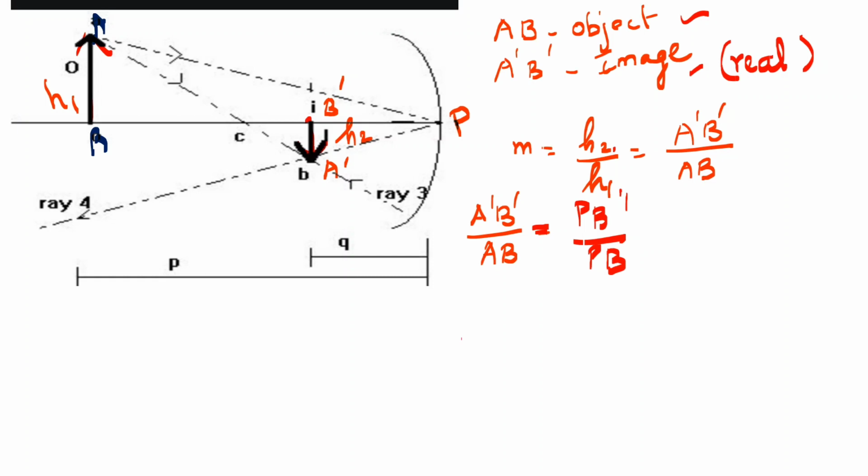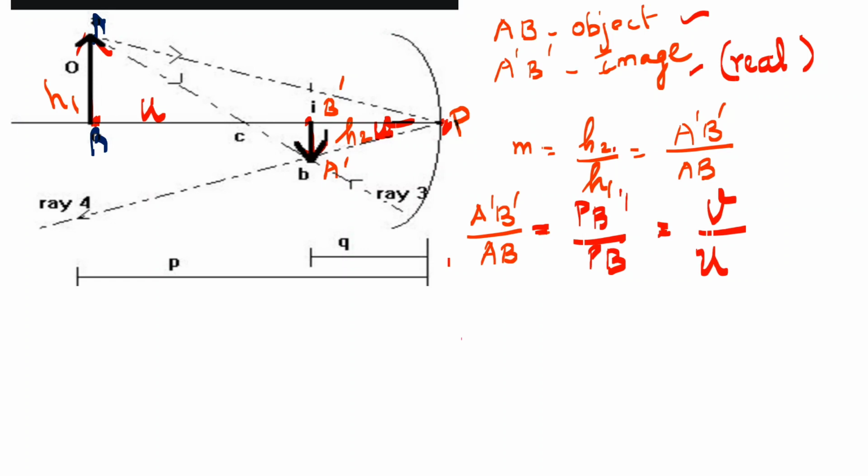And what is this PB dash? It is the distance from the pole to the position of the image. The distance between the mirror and the image is taken to be the image distance. What is the symbol we are using? That is V. And this PB is the distance between the pole and the object, which we know is U. So that distance is U, and the distance PB dash is V. So divided by that, you can take it as U.